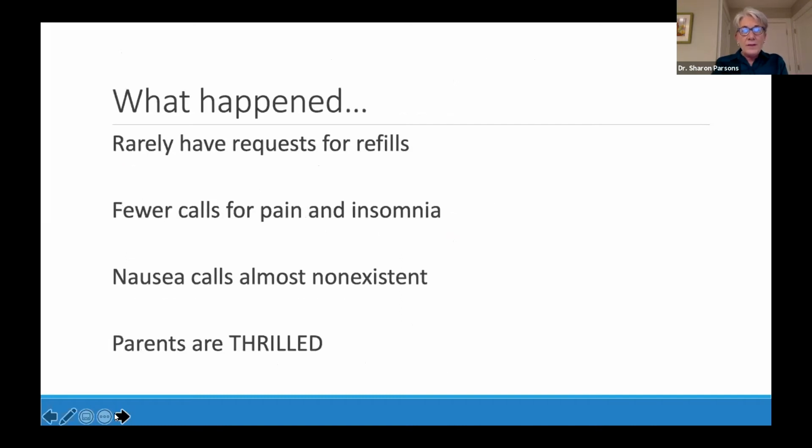So for his office, what happened when he changed his practice was that he rarely has any requests for refills. And if he gives anything, it would be just a couple tablets, maybe 4 at the most. Fewer calls for pain and insomnia. Nausea calls are almost non-existent, and the parents are thrilled.